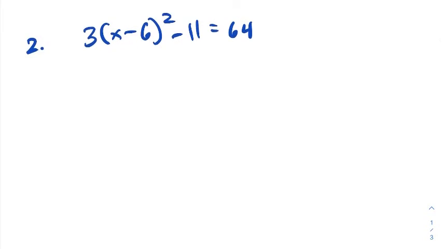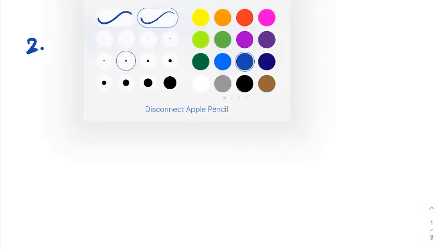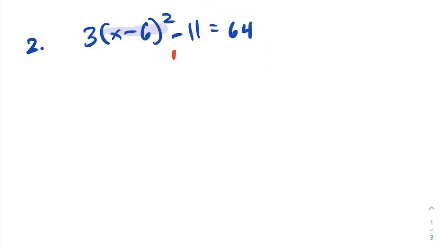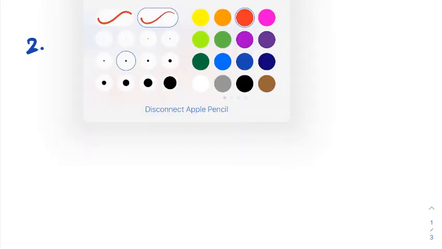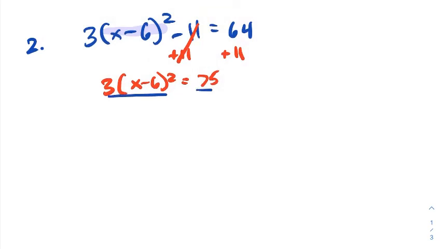3 times x minus 6 squared minus 11 equals 64. Again, our goal is to isolate the x minus 6 squared. So let's start off by adding 11 to both sides. So we have 3 times x minus 6 squared equals 75. Next step is to divide by 3. So we end up with x minus 6 squared equals 25.